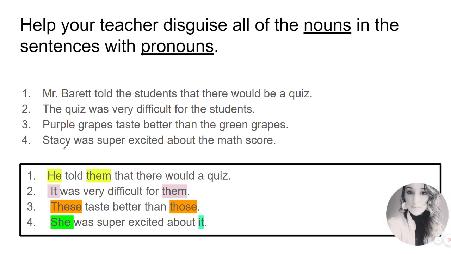Number 4, Stacy was super excited about the math score. She was super excited about it. The pronouns are she and it. Stacy is the antecedent for the pronoun she, and the math score is the antecedent for it.